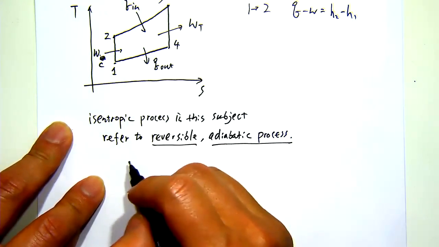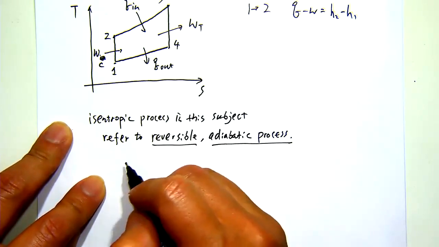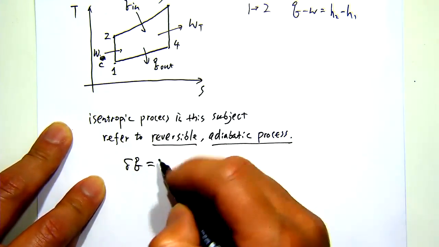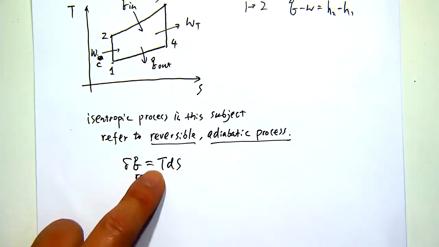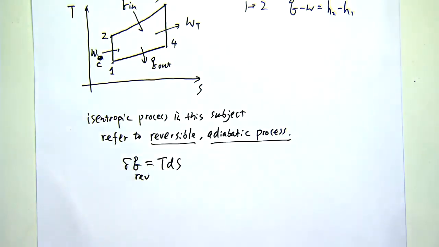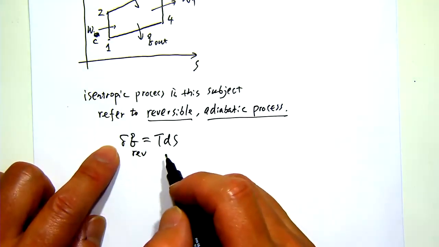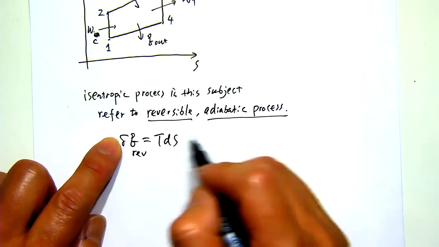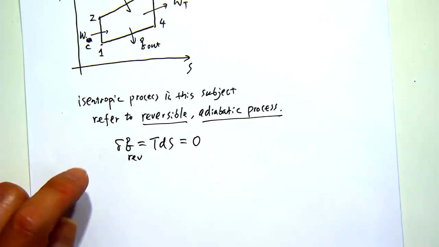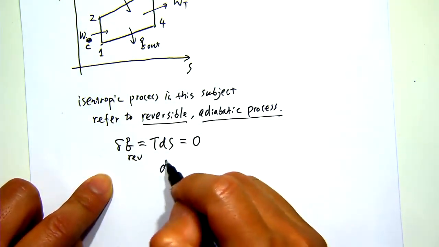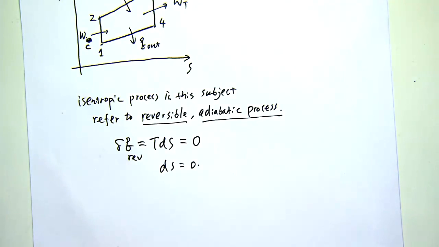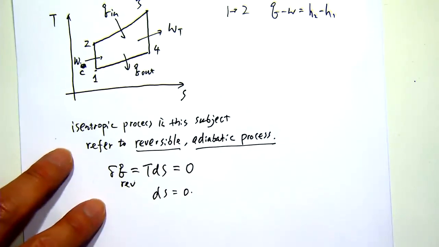So with a reversible process, we can write heat transfer equals T ds. This equal sign is only valid when you have a reversible process. And if you have an adiabatic process, which means this small change in heat transfer is 0, there's no heat transfer whatsoever, then you would have ds equals 0. So in this discussion, we always refer to isentropic as an adiabatic process. All right, so now we can continue from here.